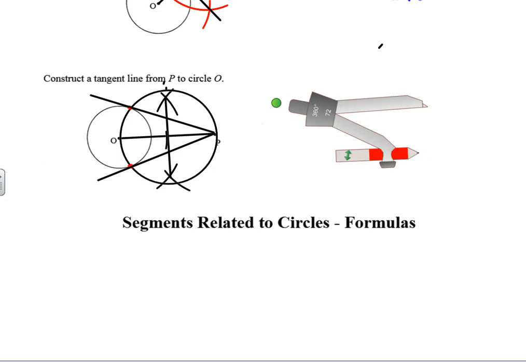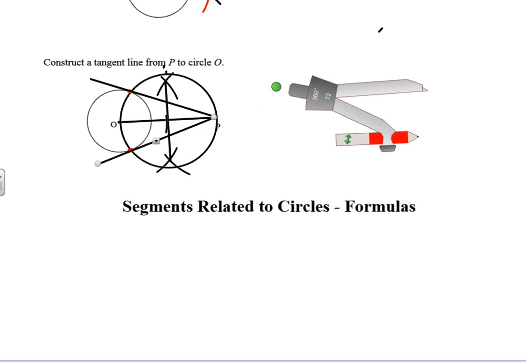So again, if we're just going to review that, you draw OP, you do the perpendicular bisector, you draw that circle, and where it intersects the initial circle, that's where you draw the tangent lines from.